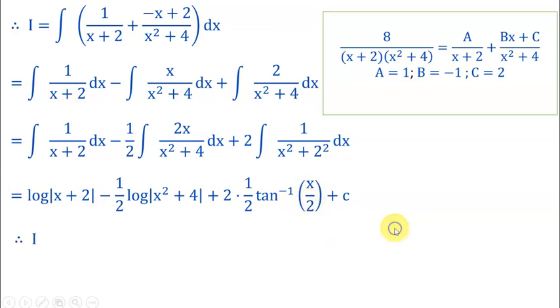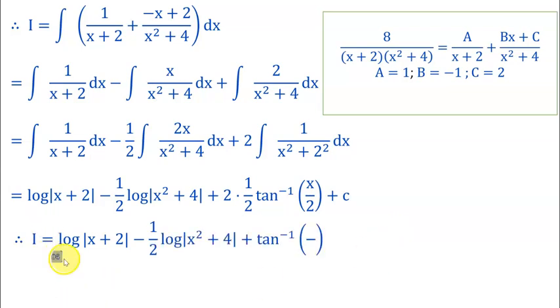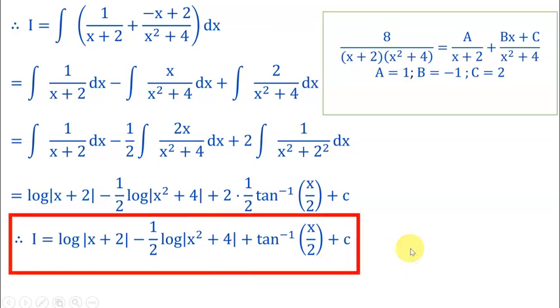Okay, and then after simplification, you will get I is equal to log of mod of x plus 2, minus 1 upon 2 log of mod of x square plus 4, plus tan inverse of x upon 2, plus c. This is the answer.